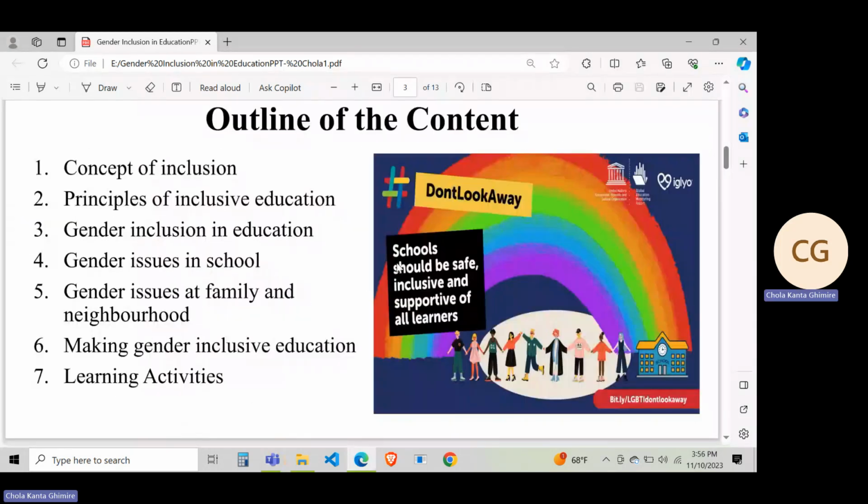During this session, we will concentrate on the following content. First, we'll discuss the concept of inclusion, principles of inclusive education, gender inclusion in education, gender issues in school, gender issues at family and neighborhood, and the ways of making gender inclusive education and learning activities.